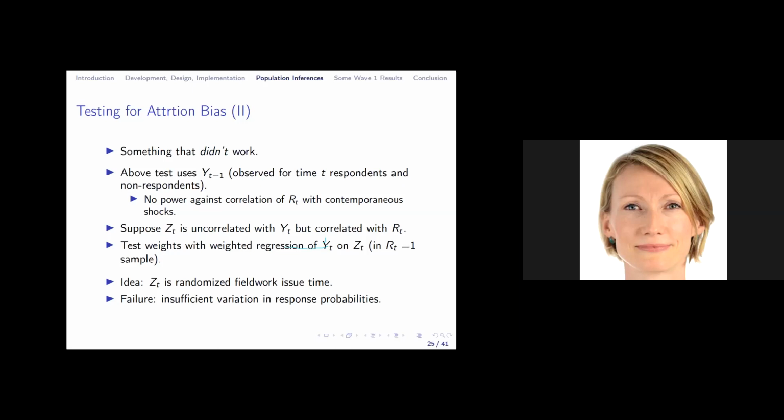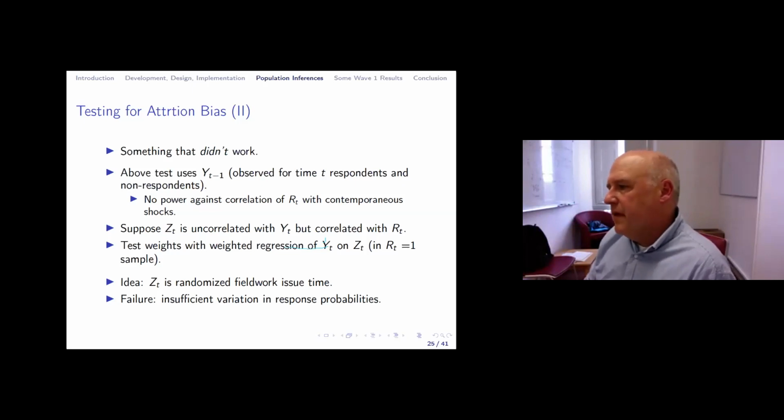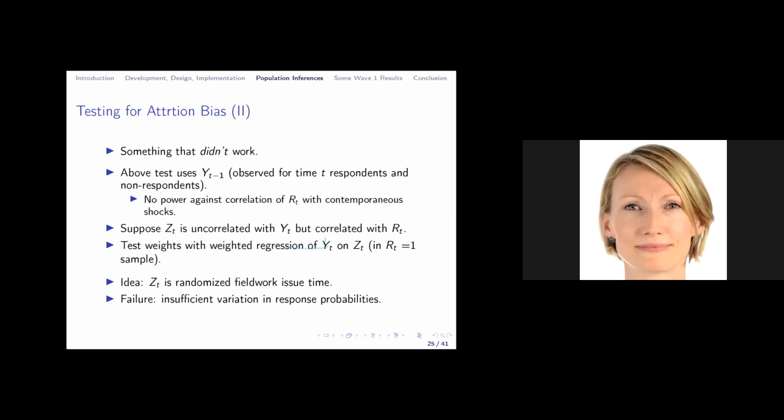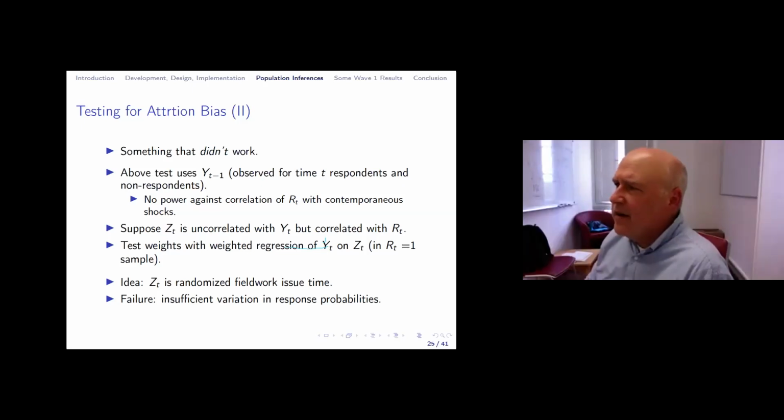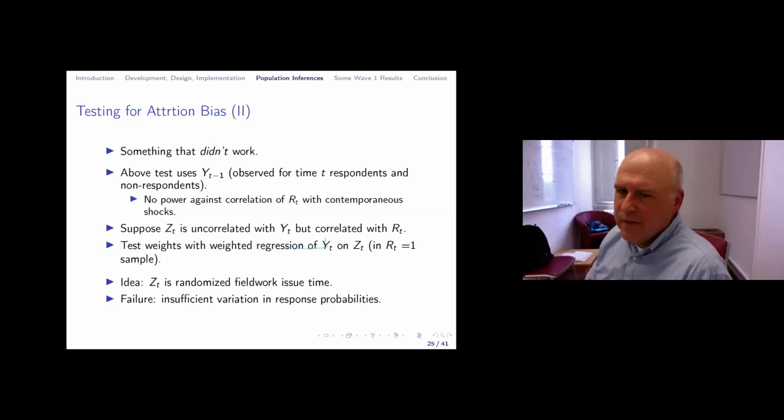I dug out some figures. I found something at 86%. Is that correct? Yeah. So typical wave-on-wave retention rates in Understanding Society are between 85 and 90%. So 86 might be correct for wave 9. That's what I found, yeah. So the wave-on-wave retention rate here is much lower. That's one of the things I was saying on one of the earlier slides.